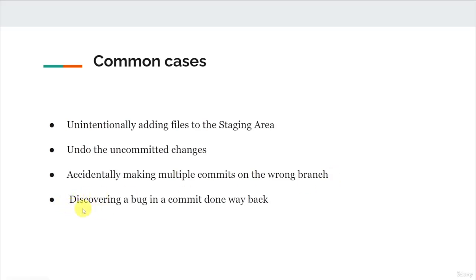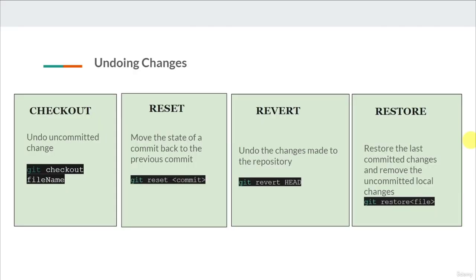Then the last case, sometimes we discover a bug in a commit, so we need to undo that commit. So these are the main cases. There is a chance for other cases also for undoing changes when we work with a project or a team. Generally, to undo the changes, we use these 4 git commands.